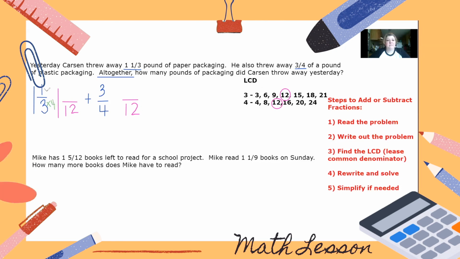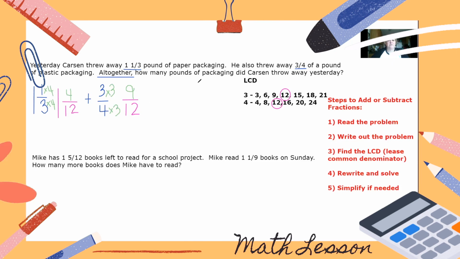And if I multiply the bottom denominator by 4, I have to multiply the numerator by 4. 1 times 4 is 4. Now we follow that same step over here and decide 4 times something equals 12. 4 times what equals 12? 1, 2, 3. 4 times 3 equals 12. And whatever we do to the bottom, we must do to the top. Very good. 3 times 3 is 9. We have now rewritten 1 1/3 as 1 4/12 and 3/4 as 9/12.